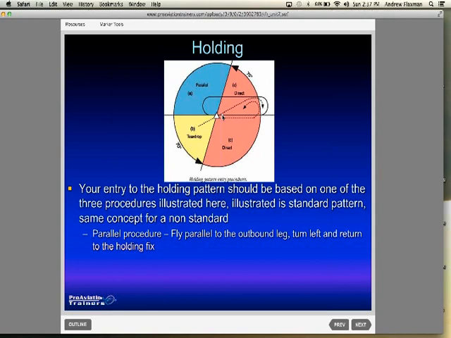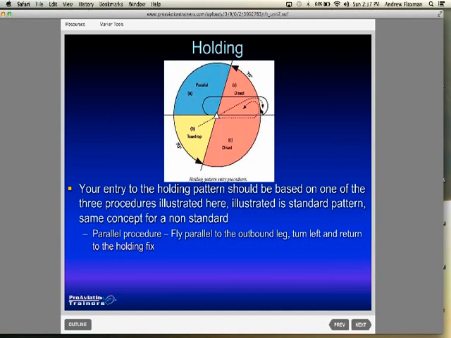We're going to twist our OBS to what? 270. 270, correct, because that'll be your inbound. And then throttle, which is just making sure that you're not going too fast or too slow, and track. So right now we're flying our outbound on our parallel entry for 1 minute.